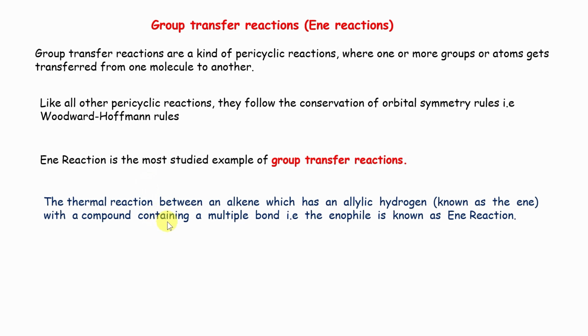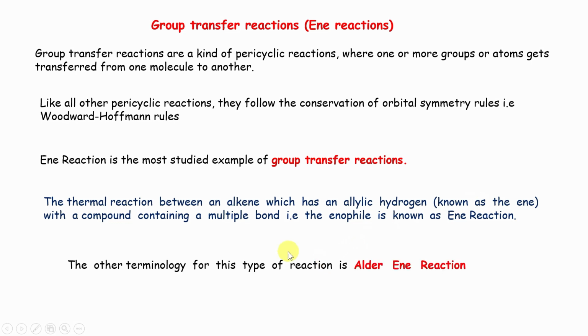The thermal reaction between an alkene which has an allylic hydrogen, known as the Ene, with a compound containing a multiple bond, that is the enophile, is known as the Ene reaction. It is similar to the Diels-Alder reaction in respect of the reaction between an Ene and an enophile. Thus, the Ene reaction is often referred to as the Alder Ene reaction because it is similar to the Diels-Alder reaction.